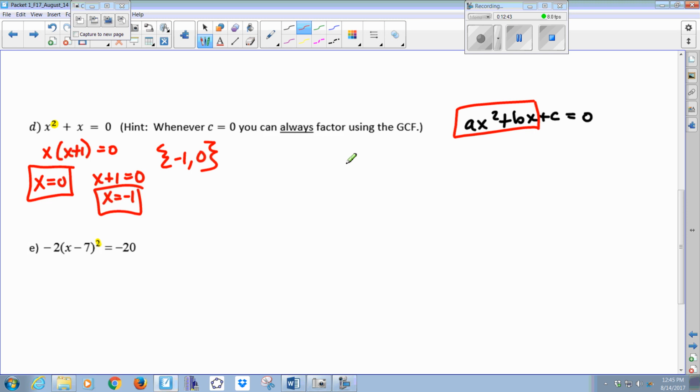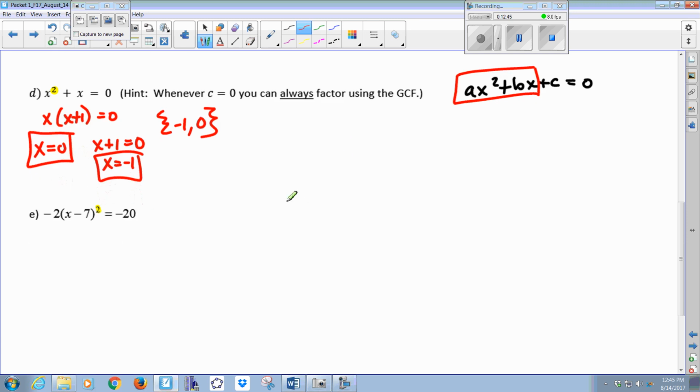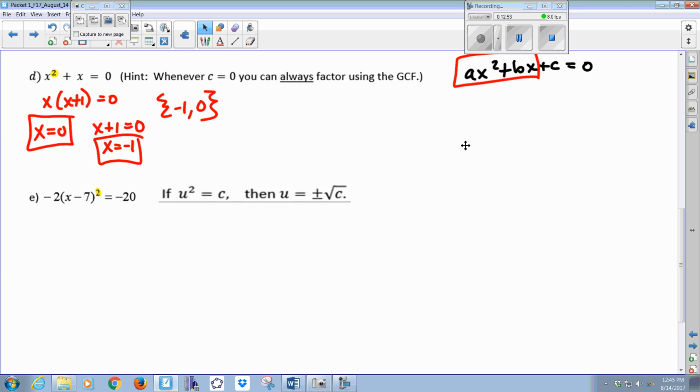All right, now D, look at D. Does that look like this? Does it look like that? Take a minute and think about that. Okay. The answer is it almost looks like that. And the key difference here is the fact that this would be u. U in this case would be the quantity x minus 7 because that's what's being squared.